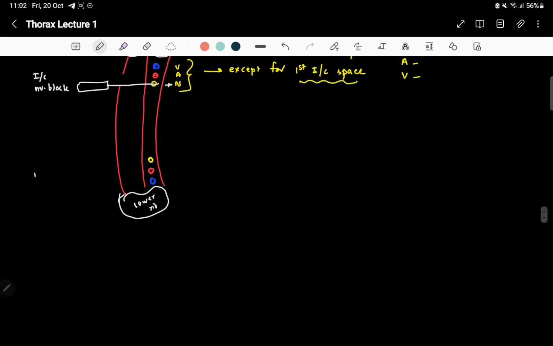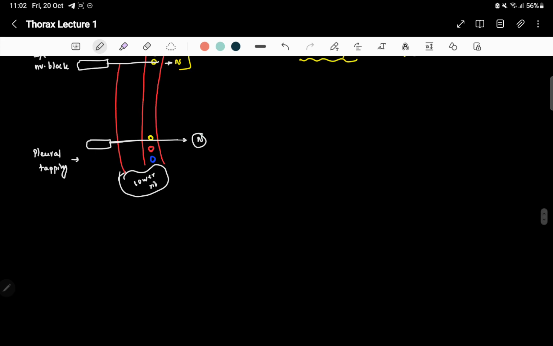For pleural tapping, the needle should go from the upper border of the lower rib. The needle should go like this because here the nerve is lying above. Okay, understood?